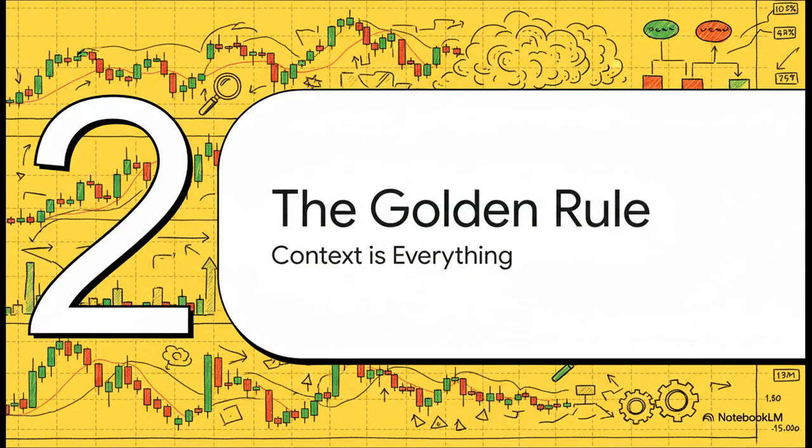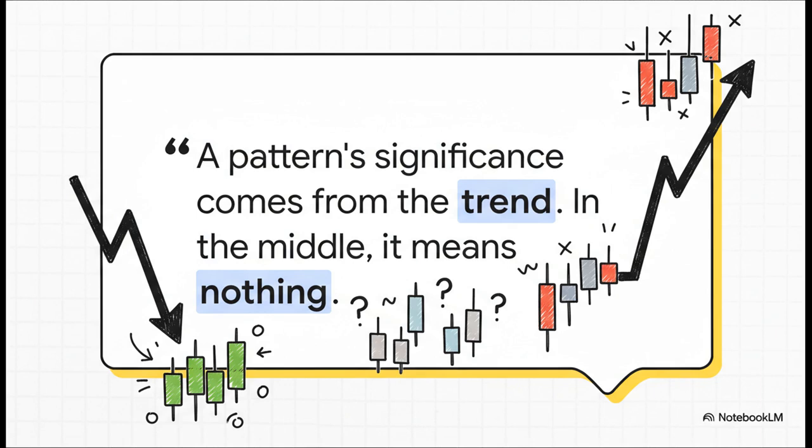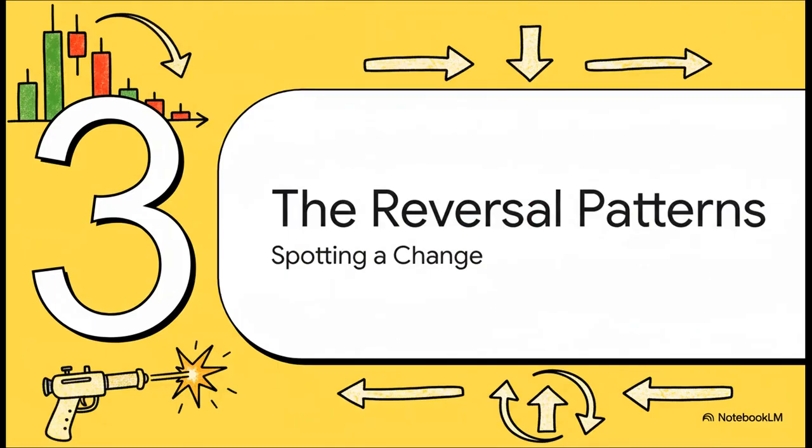Okay, listen up. If you only remember one thing from this entire explainer, please make it this. This is the single most important idea you need to understand what any of these patterns actually mean. And here it is. Context is everything. A pattern by itself is totally meaningless. You have to know where it shows up. A bullish pattern, one that signals prices might go up, only counts if you see it at the bottom of a downtrend. And a bearish pattern, signaling a drop, only matters if it's at the top of an uptrend.